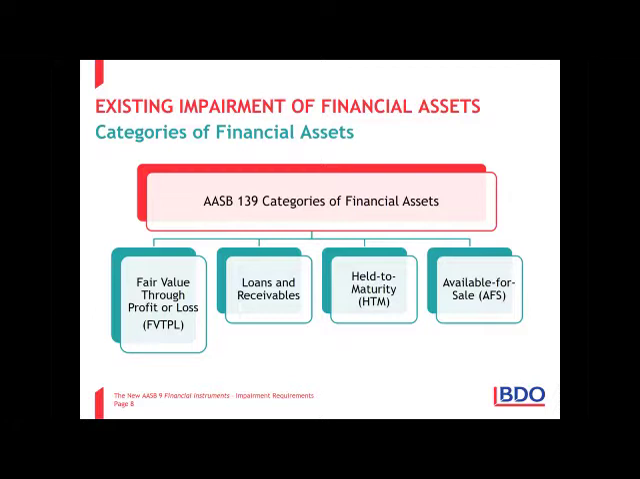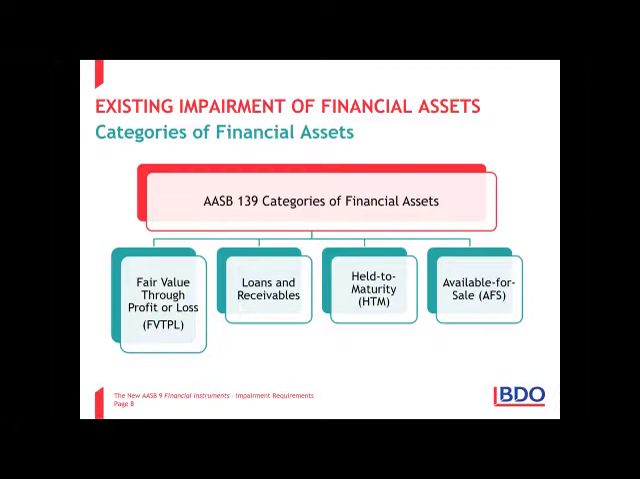Of these four categories, only three of them are subject to impairment testing, because fair value through profit and loss is already at fair value and changes in fair value are already going through profit and loss, so there's no need to do an additional impairment assessment for that category. So currently the categories where we do impairment testing would be loans and receivables, held to maturity and available for sale.